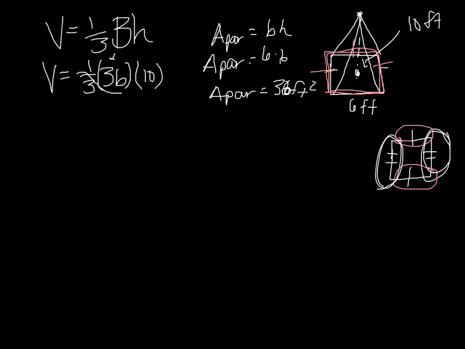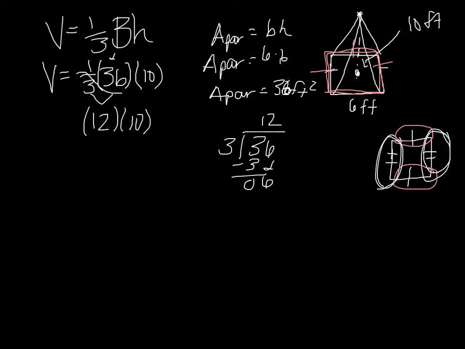36 divided by 3, because I know it can go in there evenly. 36 divided by 3 once. Bring down my 6. 3 goes into 6 2 times. So if I do 36 divided by 3, I would get 12 times 10.